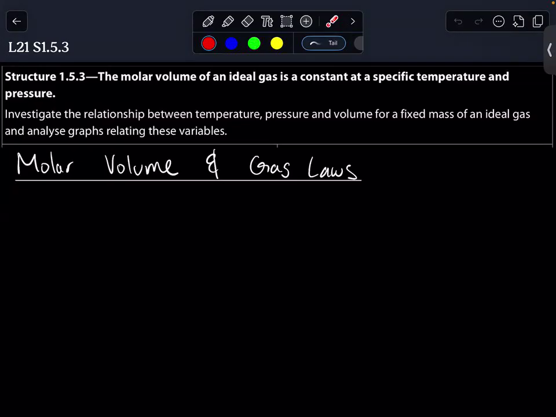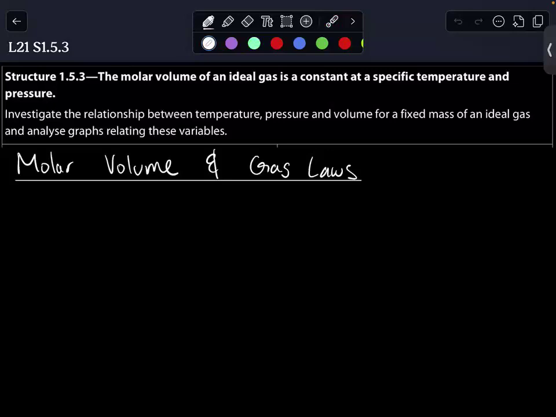Today, we're going to be talking about molar volumes and the gas law. Specifically, the molar volume of an ideal gas is a constant at specific temperature and pressure, so we'll define what that is. We will also investigate the relationship between temperature, pressure, and volume for a fixed mass of an ideal gas, meaning the same amount of moles of an ideal gas, and analyze graphs relating to these variables. So we'll talk a little bit about what that means.